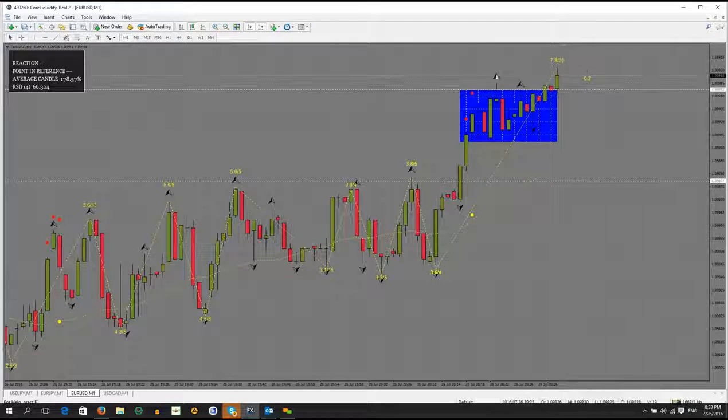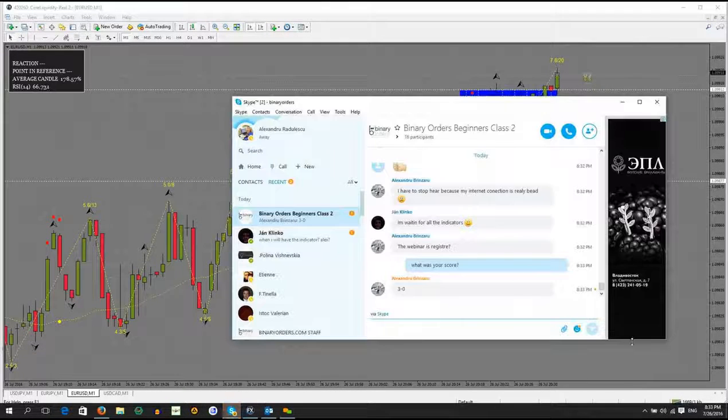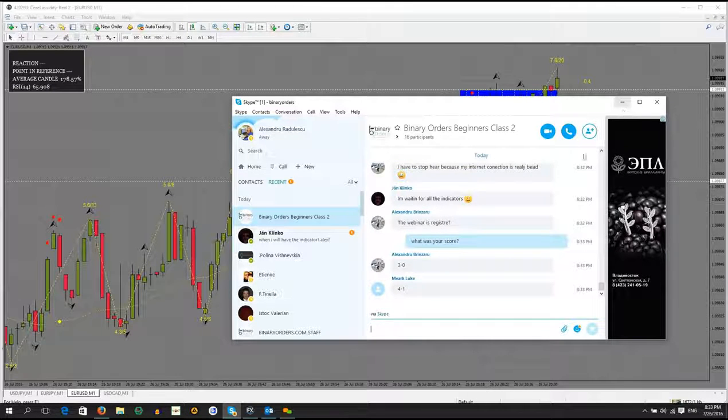Okay. So I want to pay attention to this area, okay? But remember, do not push the trigger until I tell you. Right now, it's too late to do that.